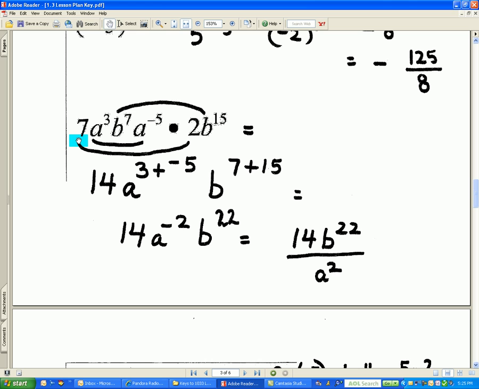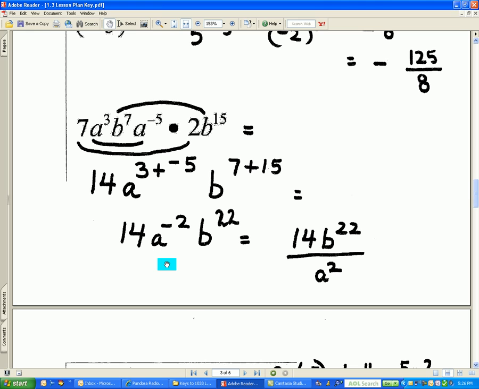So the way I approach the problem, 7 times 2 gives me 14. A to the 3rd times a to the -5th, a stays the same. When I'm multiplying, I add exponents, so I get 3 plus a -5, which becomes a -2 as the power of a. And on b, the base stays the same. The 7 and the 15 get added because in multiplication, the base stays the same and exponents get added. 7 plus 15 becomes 22. I have 14, a to the -2nd, b to the 22nd.